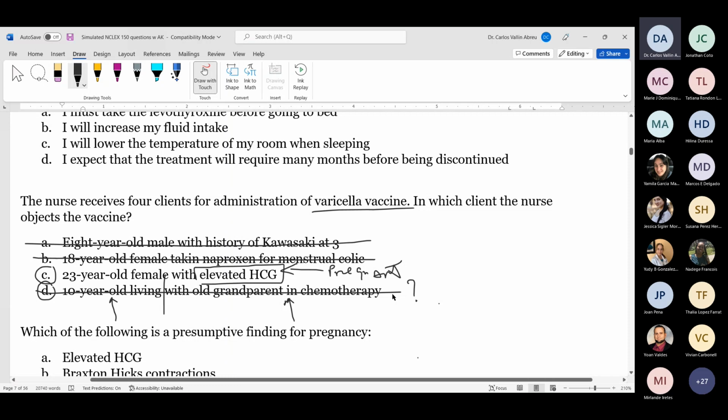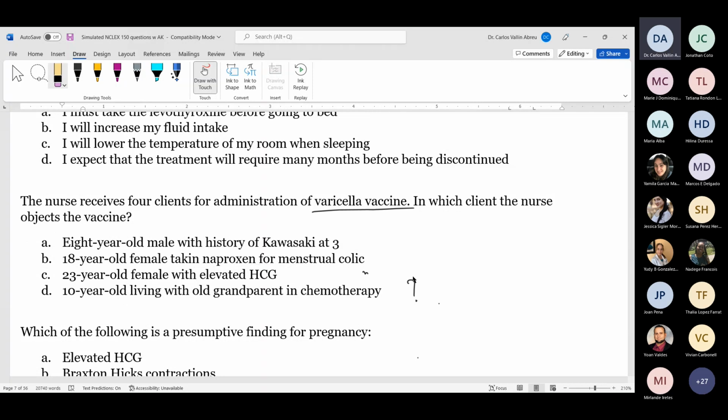So next time, please don't let this elevated HCG catch you without recognizing that this is the same as pregnancy if they are talking about a woman of 23 years old. I know there are some conditions that can produce elevation of the HCG that are not pregnancy, but they are rare. The most common is pregnancy, and this is common sense. So this is the defense of this question.